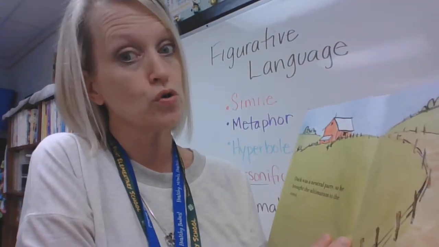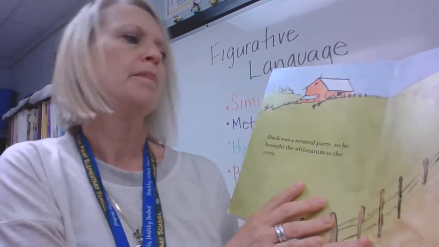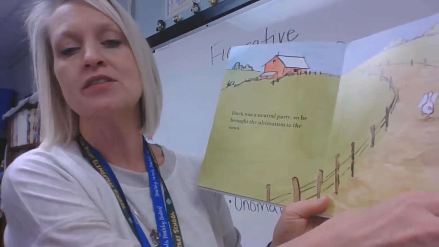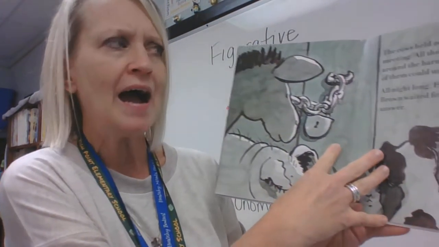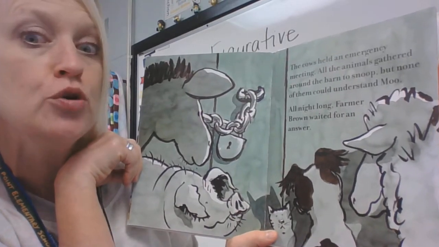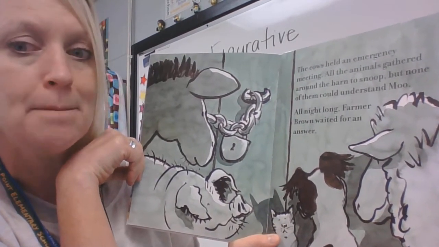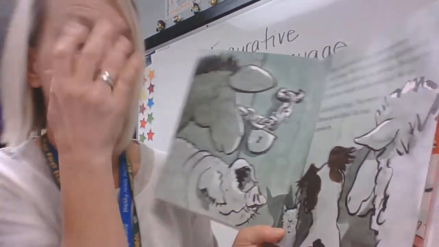Duck was a neutral party. That means that he was not on anyone's side. So he brought the ultimatum to the cows. The cows held an emergency meeting. All the animals gathered around the barn to snoop, but none of them could understand moo. All night long, Farmer Brown waited for an answer.